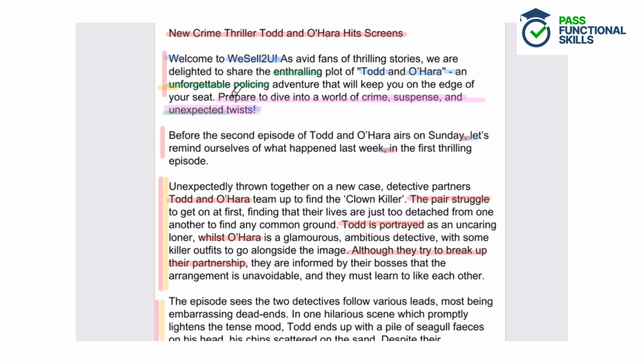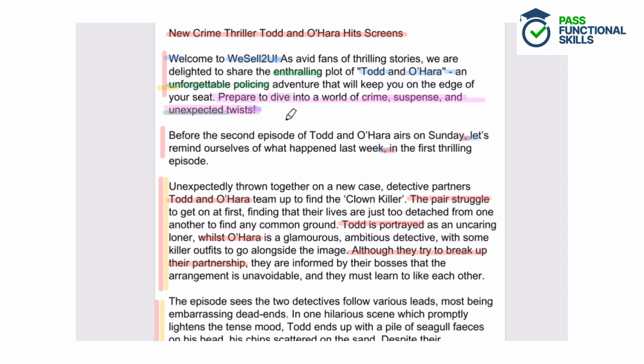We've also got this word here, prepare. This is a command word or an imperative word that is going to tell the reader what to do, going to persuade them. We've also got some positive persuasive words like dive, to try and engage the reader and get them interested. And we've got this exclamation mark at the end here to show them that this is a really exciting series and they should definitely watch it.